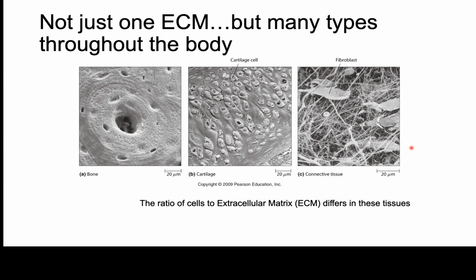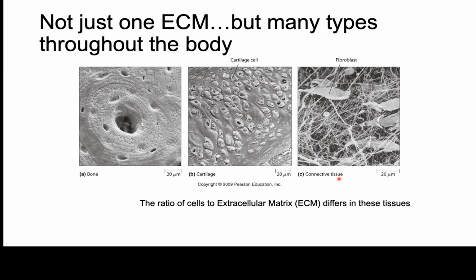It's not just the different molecules that make it up and their properties, but there are also different ratios of cells compared to extracellular matrix. In our bone tissue, for example, the number of cells is really low compared to how much matrix there is. Also in things like cartilage, the number of cells is somewhat lower compared to how much material there is, whereas in connective tissue, there are tons and tons of cells, so a higher ratio of cells to extracellular matrix.